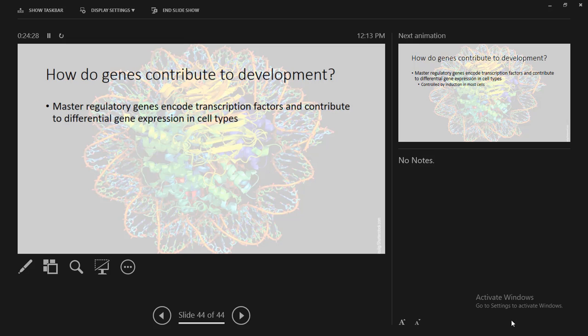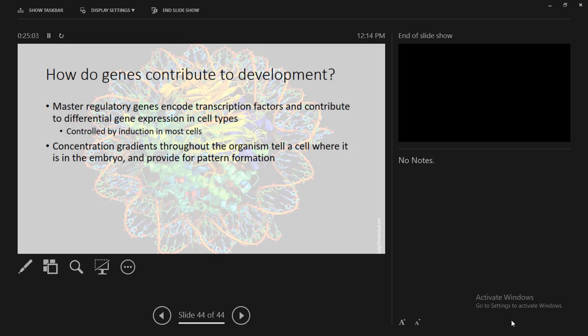And these transcription factors are promoter specific. So if these master control genes are transcribing transcription factors, they are basically controlling which transcription factors are present and therefore which genes are going to be transcribed. So this process is controlled by induction in most cells. And again, induction is that process of the chemical environment telling the cells what to become.